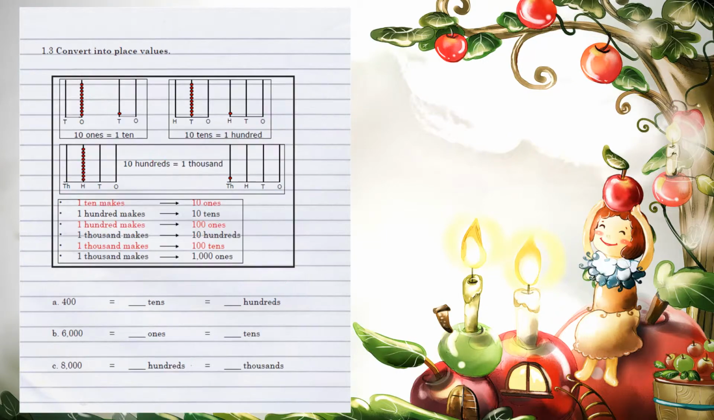Let's look at Unit 1.3, which is converting into place values. Alright, example A. I have the number 400. If I want to convert that to how many tens that is, I'd have to go to the tens position and say, okay, I have a 0 and a 4 together from the tens position up, so I have 40 tens. If I want to know how many hundreds that is, I go to the hundreds position. I only have the 4 there, which means I have 4 hundreds.